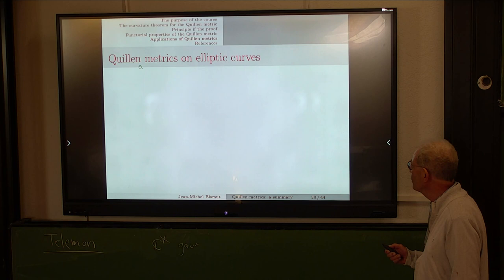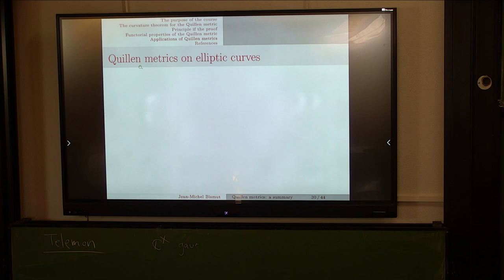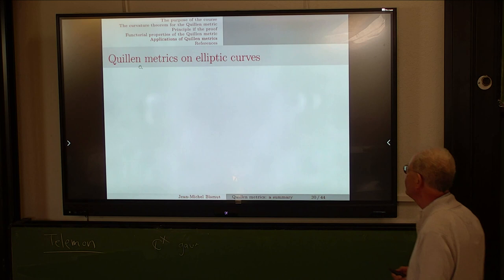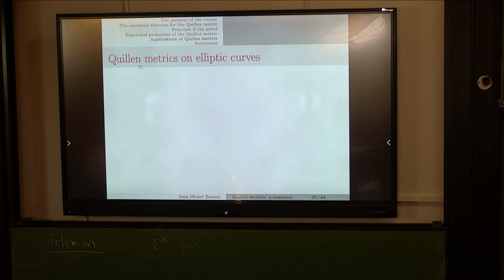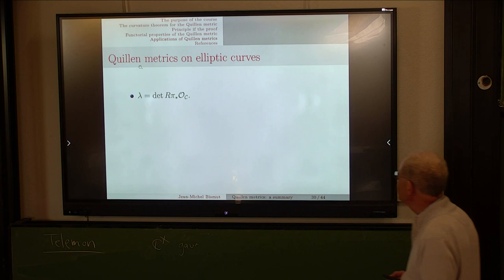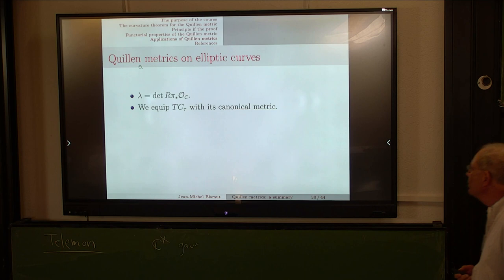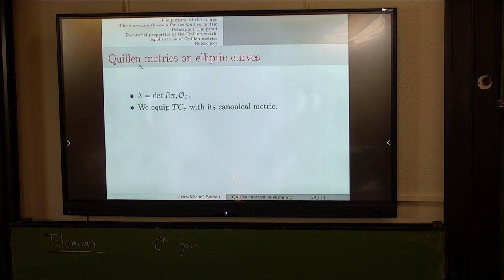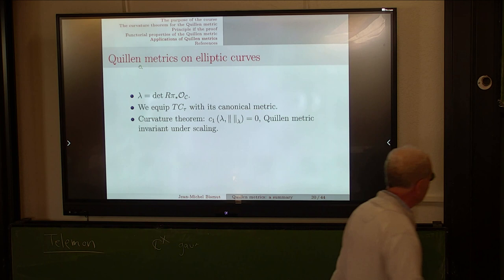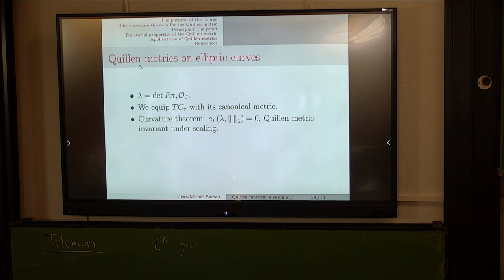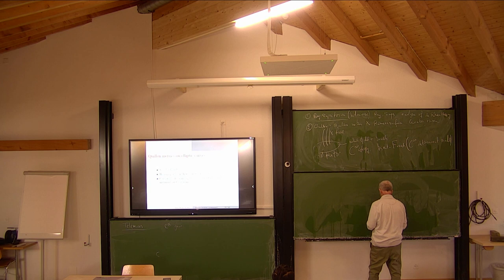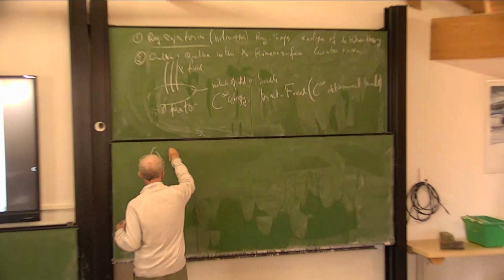So now we're going to consider the Quillen metrics on elliptic curves. What this means is that I will look at the direct image of the trivial sheaf by the projection from the moduli space of curves to the base in tau. So I call lambda the determinant of the direct image, R pi star of O_C. Again, we equip the tangent bundle T_C tau with its canonical metric. And if you apply the curvature theorem for Quillen metrics, what you get is that the curvature vanishes. So let's try to explain this. It is equal to 0.